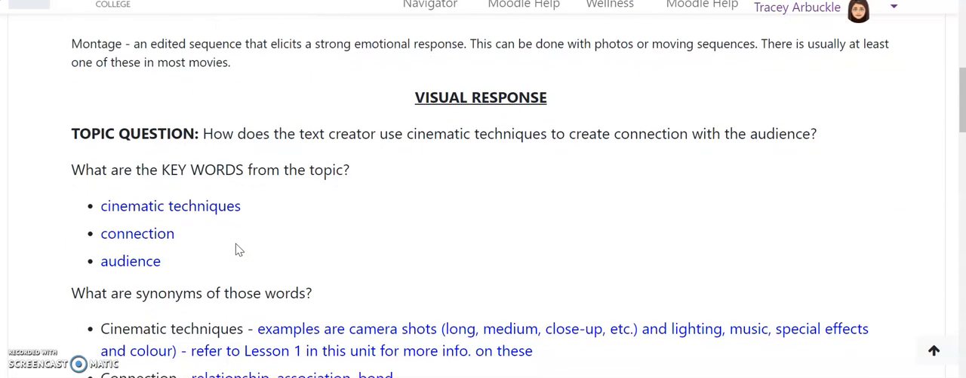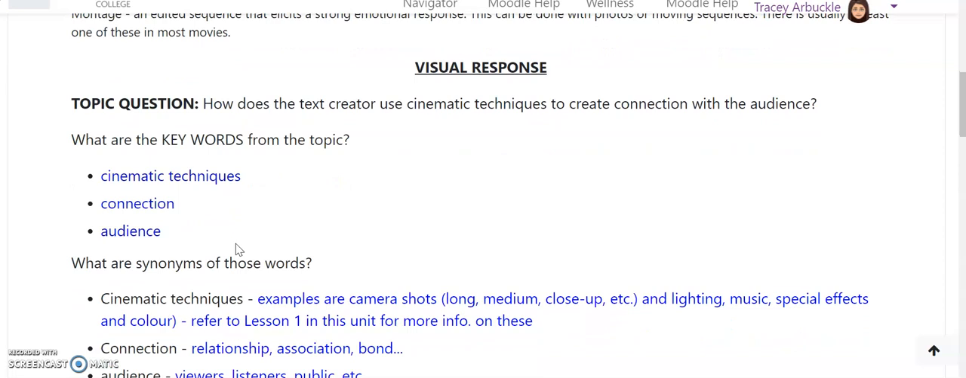So the visual response, okay? The first part of a visual response is we're going to be given a topic question. This is something we're used to now. The topic question that we have here, that is going to be the same as your topic question for your assignment, is: how does the text creator use cinematic techniques to create connection with the audience?